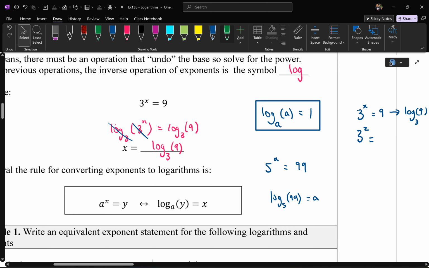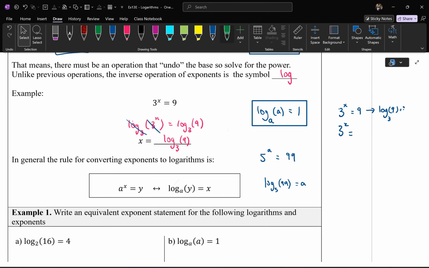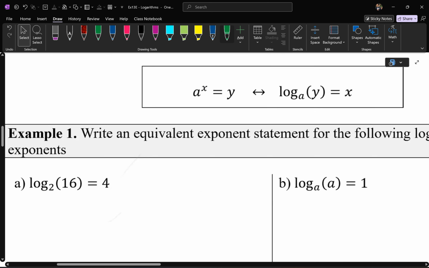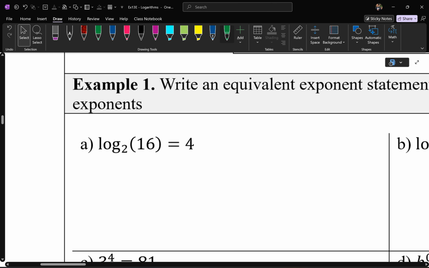So maybe write a sentence or something to help you understand it. But let's do a bit of practice for equivalence. Here we go. Let's scroll down. Example 1. I want you to read this one.